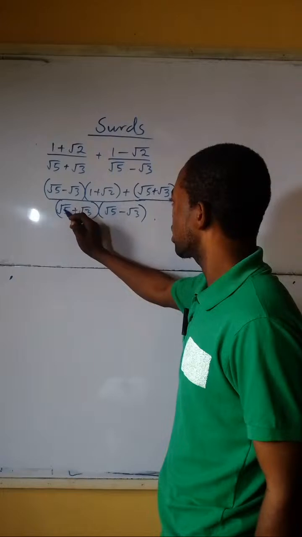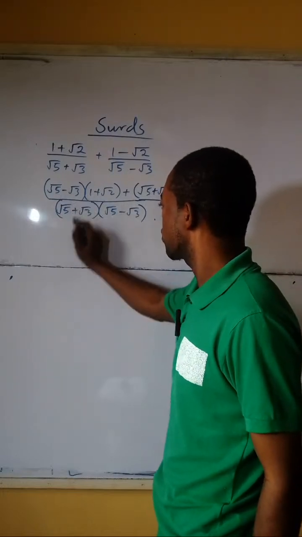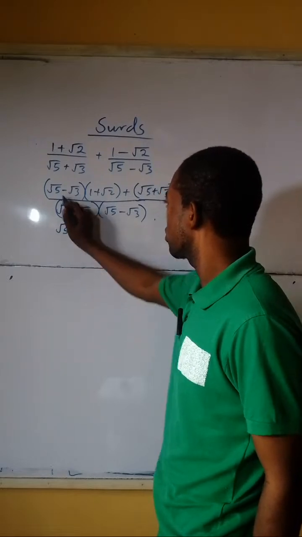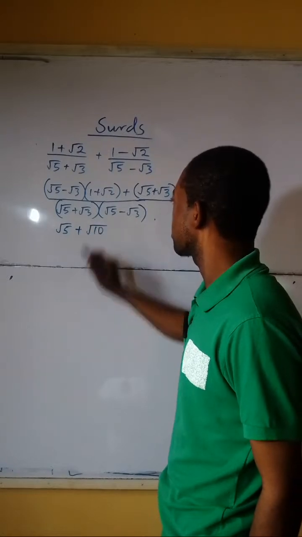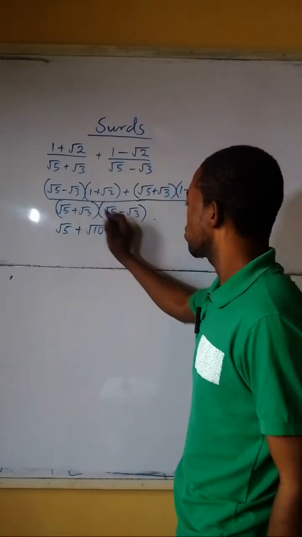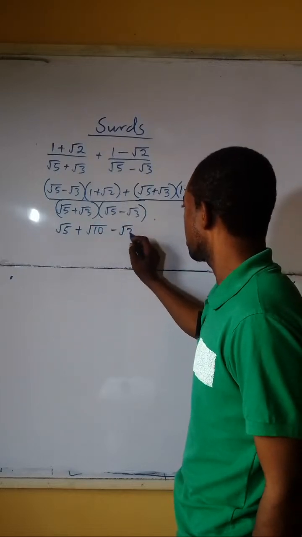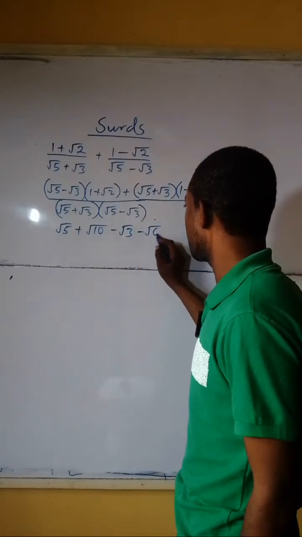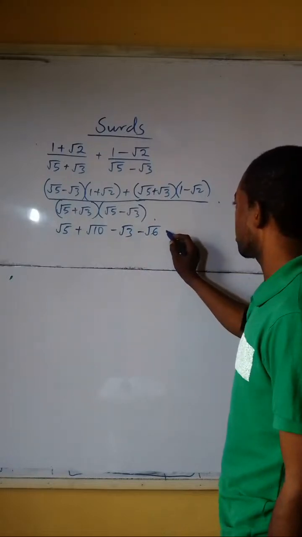From the first two brackets here, root 5 multiplies first. Here this becomes root 5 times 1, we have root 5. Then plus root 5 times root 2, that's root 10. Then minus root 3 open now, so we have minus root 3 times 1, that's minus root 3. Then minus root 3 times root 2, that's minus root 6. So we are done with the first bracket.